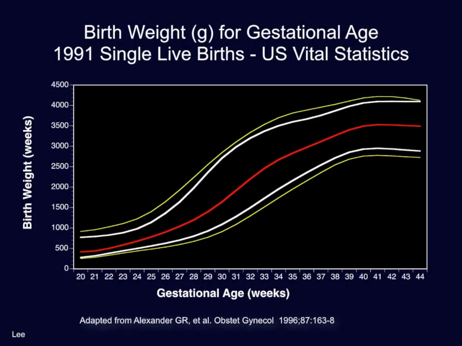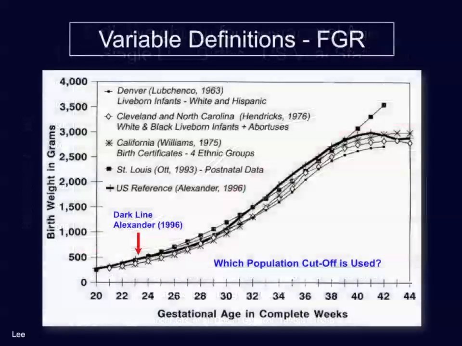Referring back to the U.S. vital statistics data, one can see the normal reference ranges for birth weight for nearly 4 million births. The lower white line represents the 10th percentile for weight, the most common threshold below which the diagnosis of fetal growth restriction is often made. However, the challenge lies in how the lower threshold for the diagnosis of FGR is defined.